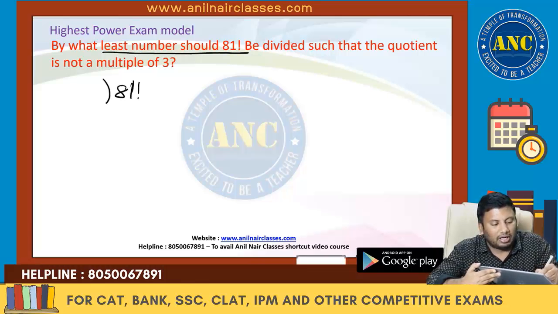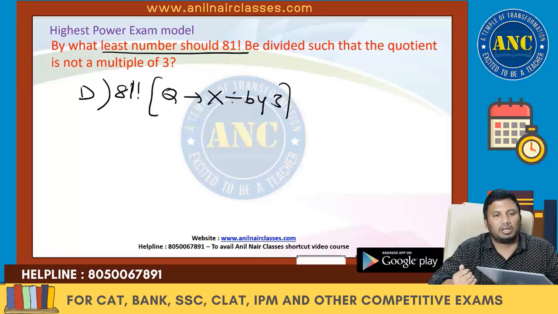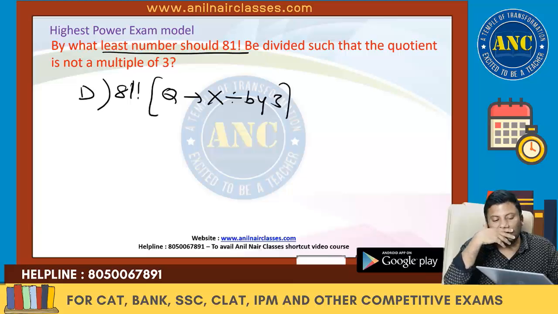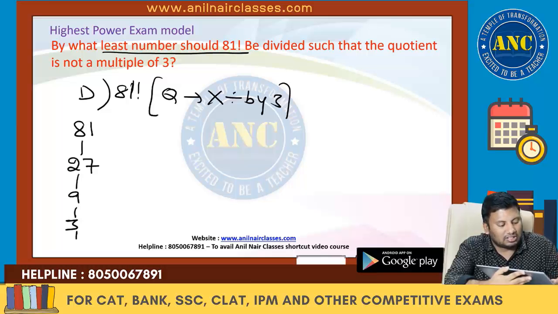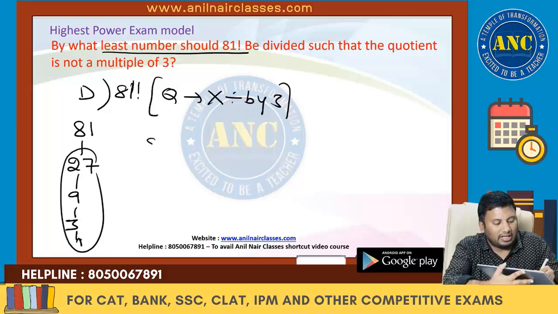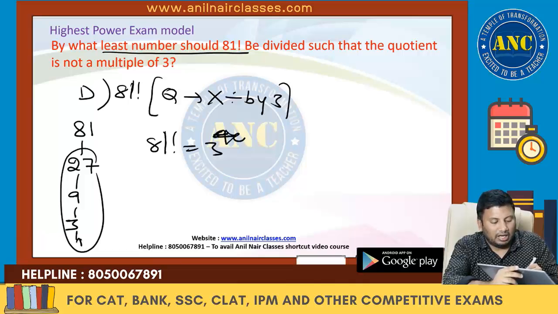81 factorial should be divided by d such that the quotient is not a multiple of 3. So 81 divided by 3 gives 27, then 9, then 3, then 1. So 81 factorial is nothing but 3 power 40 into some number.